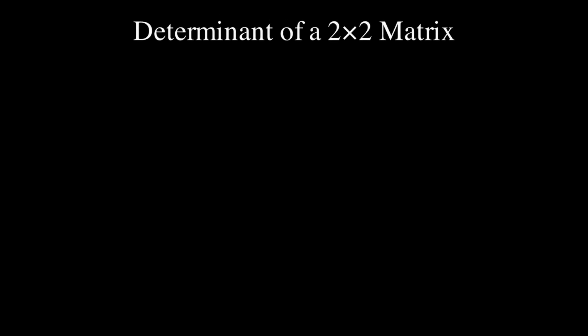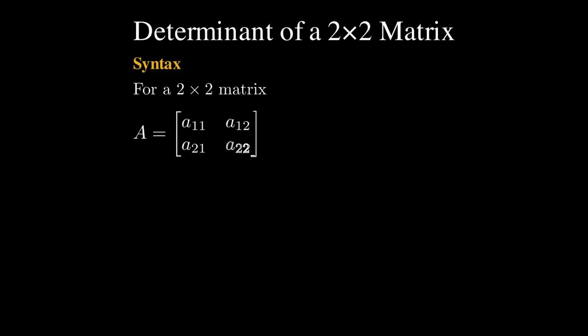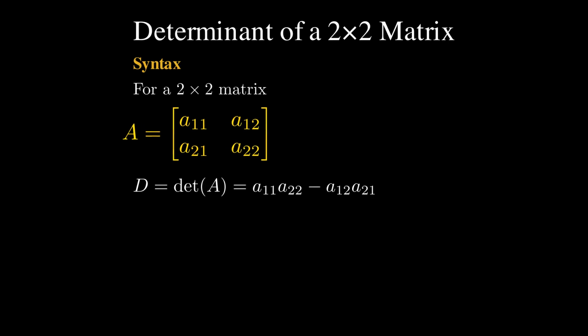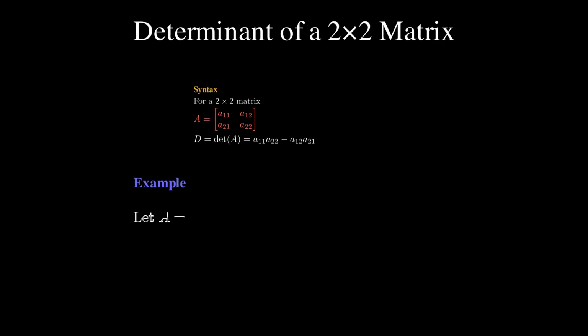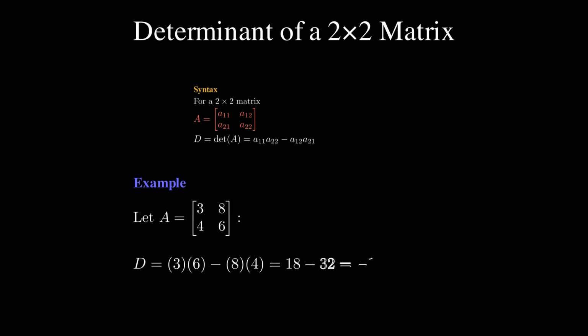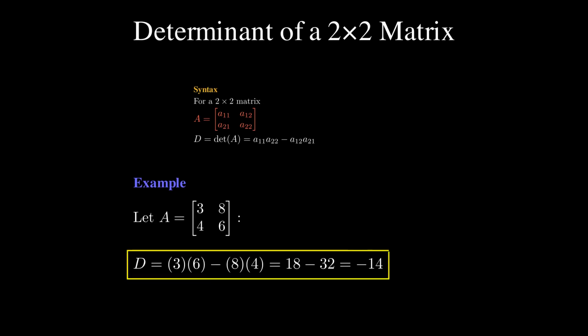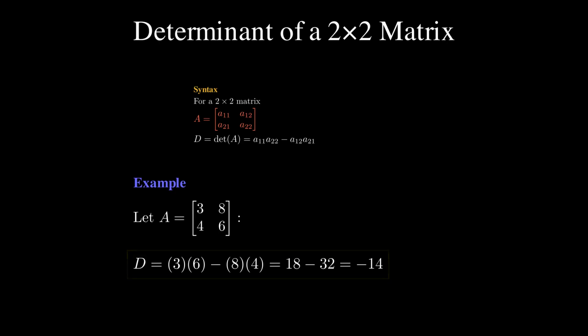Now, let's compute the determinant of a 2x2 matrix. For a 2x2 matrix A, the determinant is A11 times A22 minus A12 times A21. Multiply the down-right diagonal, then multiply the up-right diagonal. Finally, subtract. For example, with A equal to bracket 3, 8, 4, 6, the determinant is 3 times 6 minus 8 times 4, which equals negative 14. Notice the negative sign. A negative determinant indicates a flip in orientation.